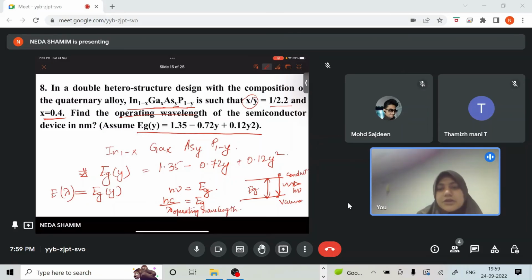It's clear. So here my job would be to find how much this energy is, and to find this energy we need to find y. How will we find y? We will find it from this ratio. X is given, so x by y is equal to 1 by 2.2. We can find out y. Whatever y we got, we'll substitute in this expression, and then we'll just equate it to hc by lambda.